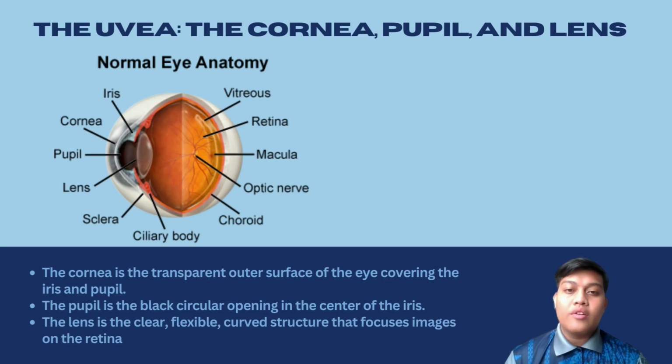Now, let's take a look at the cornea, pupil, and lens. The cornea is the transparent outer surface of the eye, covering the iris and pupil. The pupil is the black circular opening in the center of the iris. The lens is the clear, flexible, curved structure that focuses images on the retina.